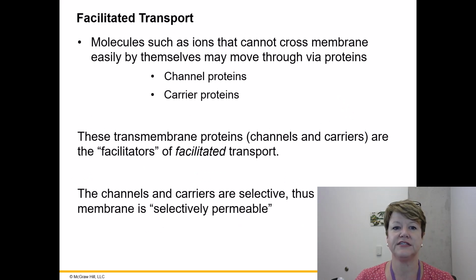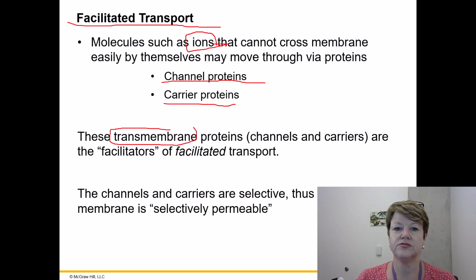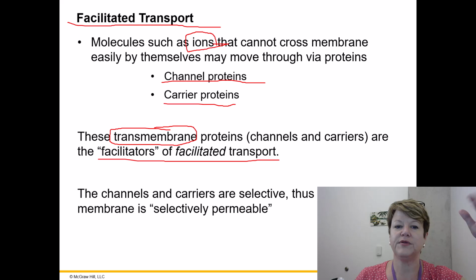Okay, so let's talk about facilitated transport. These are molecules such as ions or the monomers like glucose or single amino acids. They cannot cross the membrane directly, but they can move through what we call channel proteins or carrier proteins. These are transmembrane proteins, and they facilitate the movement of other molecules from the outside environment to the inside, or from the inside back to the outside. So small molecules will move through these transmembrane channels and transmembrane carriers.